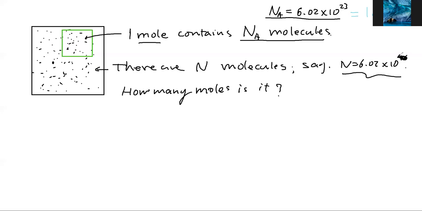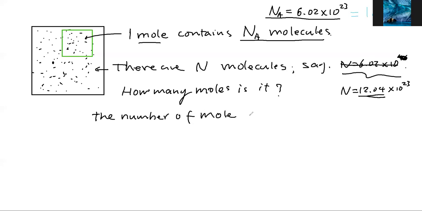I'll just make this question simpler. Can we go to a smaller case? Can we use an exact number? I'll just make up a number by dividing by 2, that's 12.04 times 10 to the power of 23. I make up this number in order to see a simple answer, okay? So the number of moles, can we call the number of moles, is denoted by the letter n, okay?